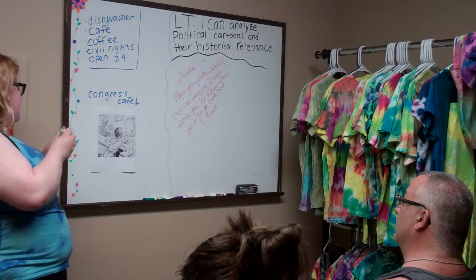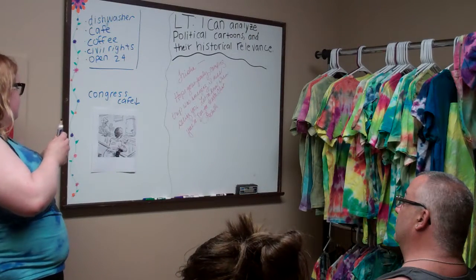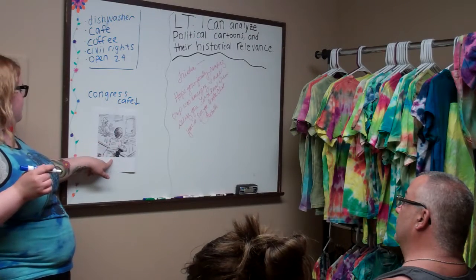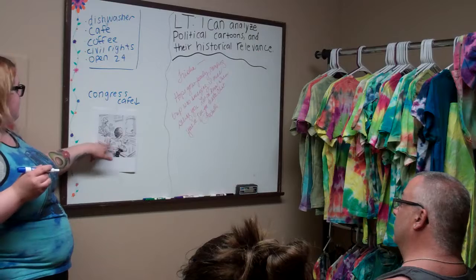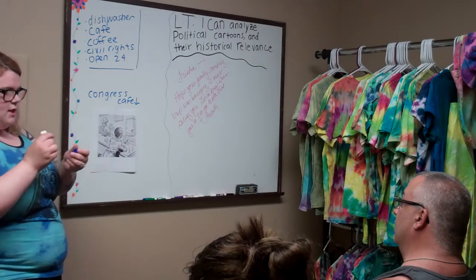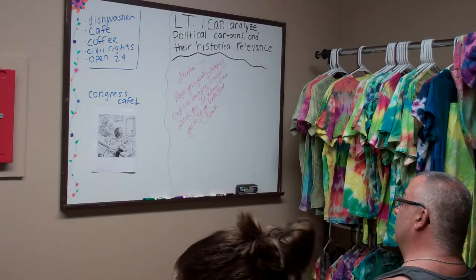Yep. So this was drawn to criticize how Congress was avoiding the civil rights movement. So you see this man's waiting here, you know, when you're waiting at a restaurant for too long. That's what this man's doing. He's waiting to get served, and the Congress is kind of avoiding him. So that's one of them. Do you guys want to do another one? Yes. Okay.